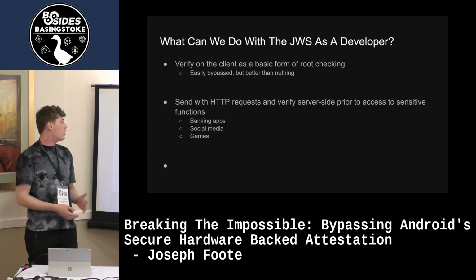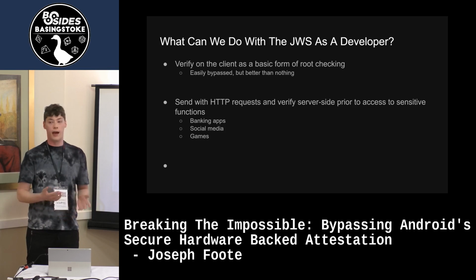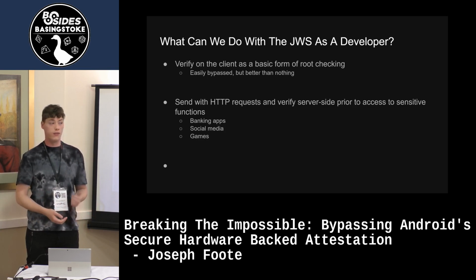So, as a developer, what can we do with the JWS token we get back from Google's APIs? Well, we can verify it on the device as a really basic and quick check to say whether or not the device is in a secured state. But this can be bypassed with client-side hooking or general modifications to the APK itself.